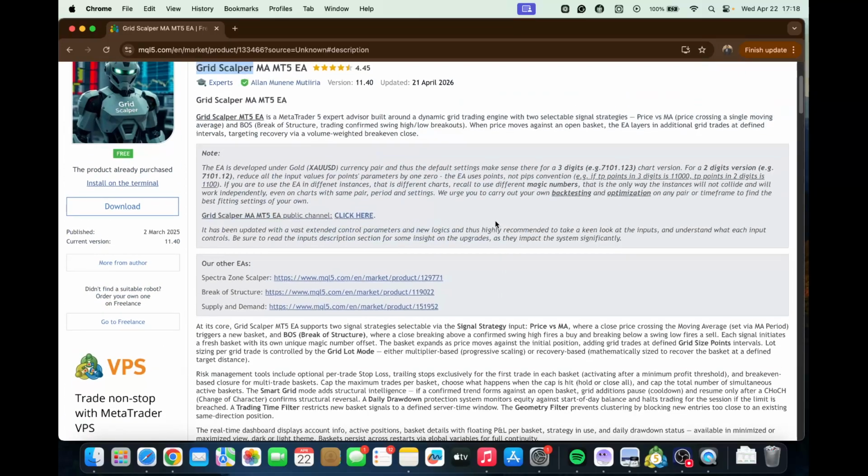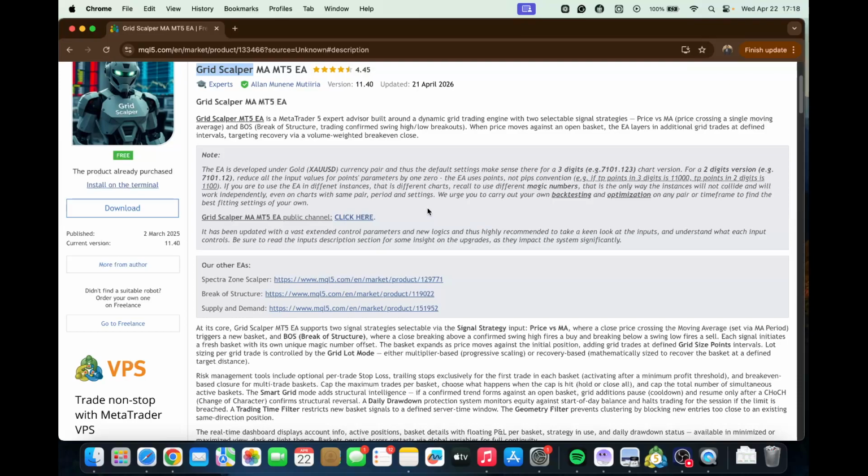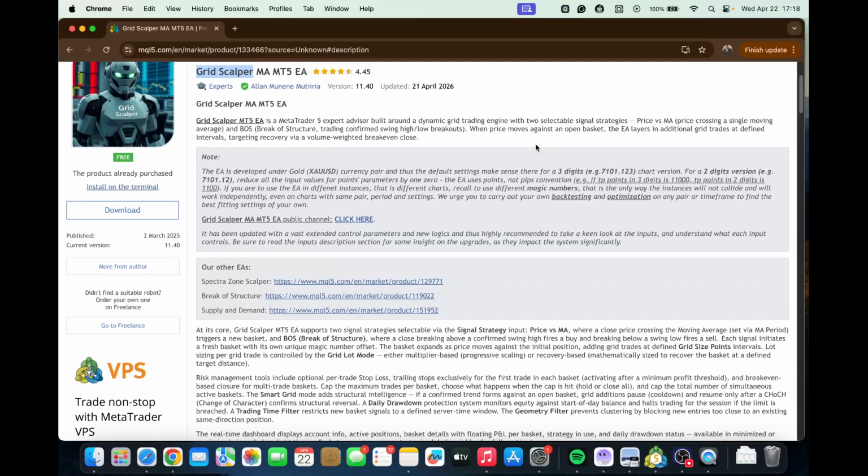According to the developer, Mr. Alan, he says this EA uses a dynamic grid trading engine, and you have two ways to open a new basket of trades. First is the price versus MA, which is a simple moving average crossover, where price closes above the MA after being below it, and it opens a buy basket, which is multiple buy trades. And if price closes below after being above, it opens a sell basket. And the moving average period is set to 21 by default.